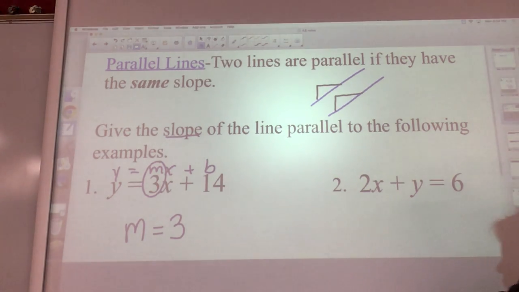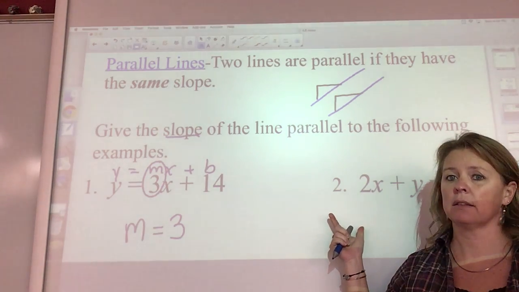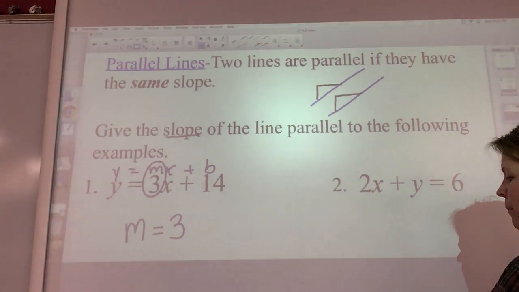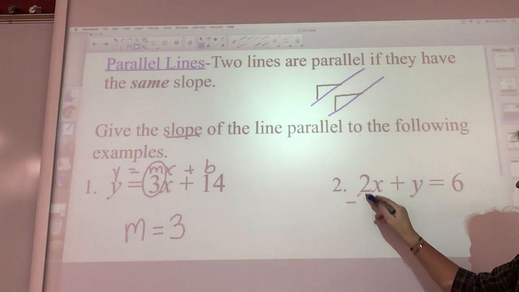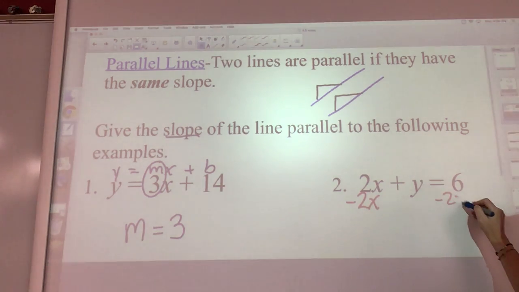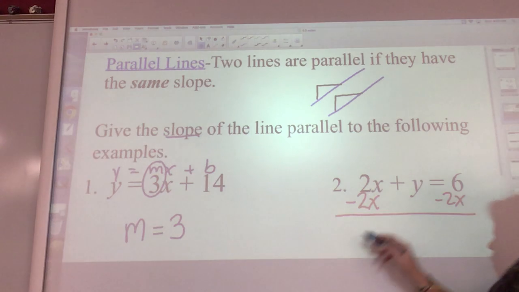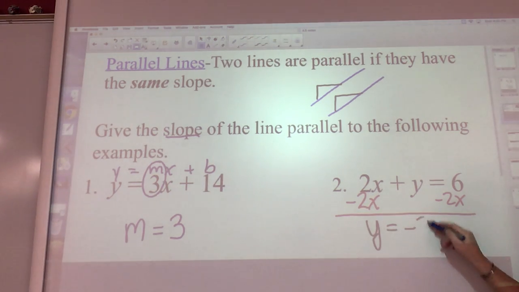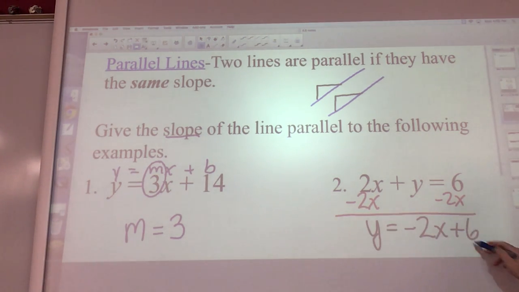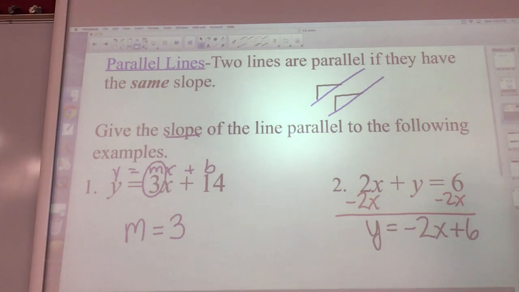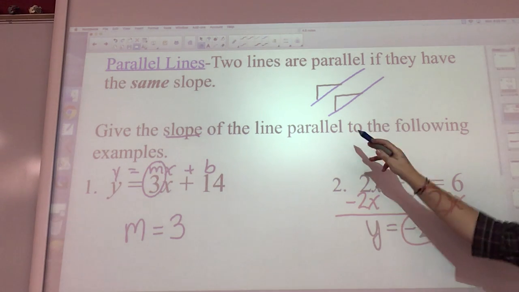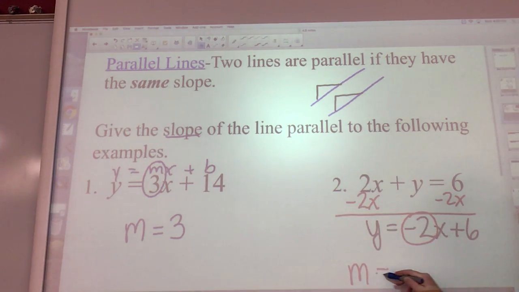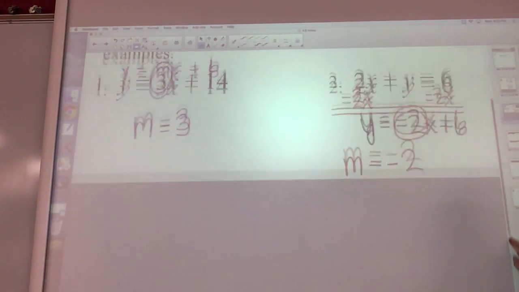Number 2, you don't have a slope, not yet. First, you have to get it in the proper form. That's why we just practiced those problems. Minus 2x over to the other side. You get y equals negative 2x plus 6. Now we have a slope of this line, and we want a slope of a line parallel to it. So your second slope has to be the same as the first. Parallel lines, same slope.